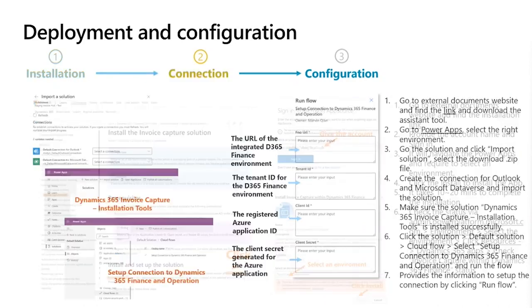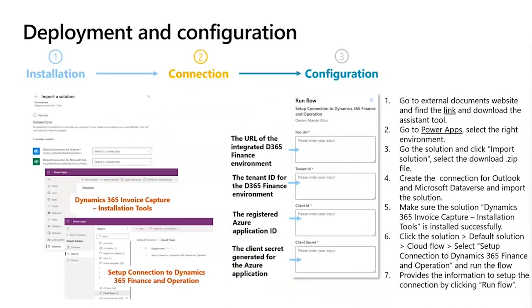So next, we're going to go ahead and make the connection from the app. From the Power Apps admin center, you're going to find the solution that you just installed. You'll also need to import the installation tools that are downloaded from the Microsoft Learn page that documents this as well. We'll share that link as part of this at the same time.